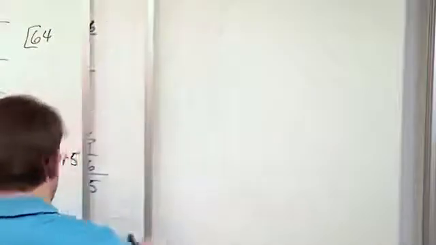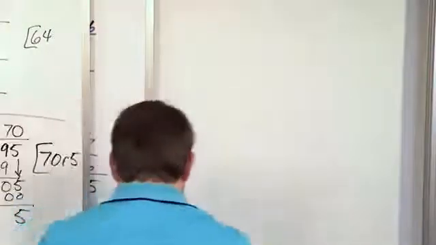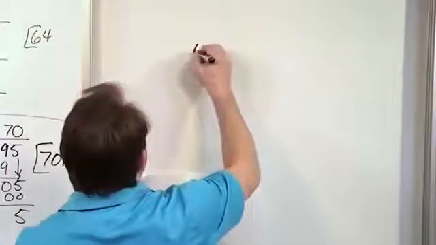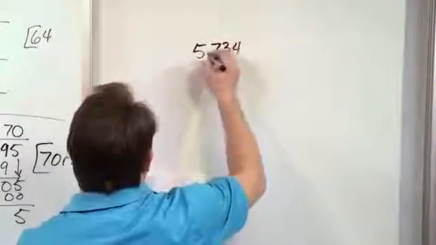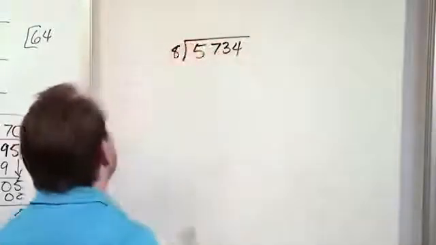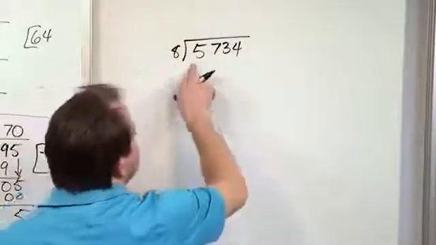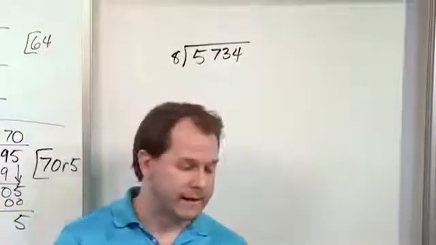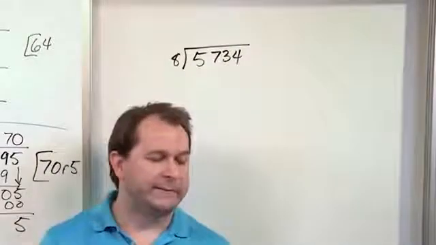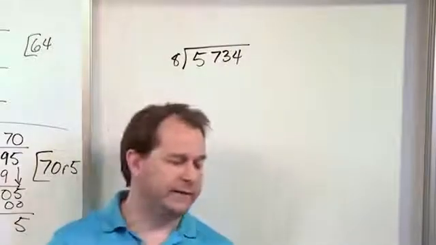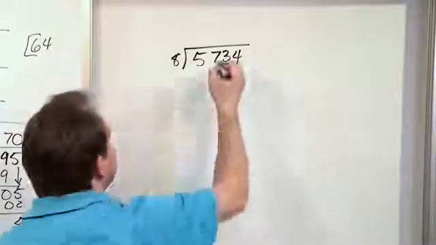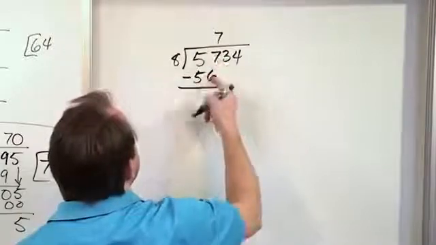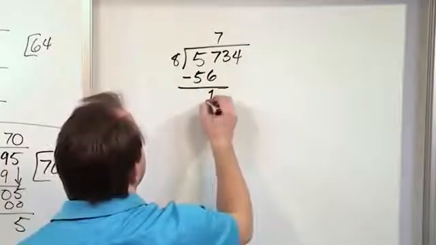All right, we only have one more, and then we're going to call it a day on this skill. Let's go ahead and do this last one. 5,734 divided by 8. So first we check and see, can 5 go into 8? And it can't. So we go to the next digit. Can 8 go into 57? Well, 8 times 5 is 40. 8 times 6 is 48. 8 times 7 is actually 56, and that's pretty close. 8 times 7 is 56. We multiply, we get 56, and we subtract. 57 minus 56 is just 1.